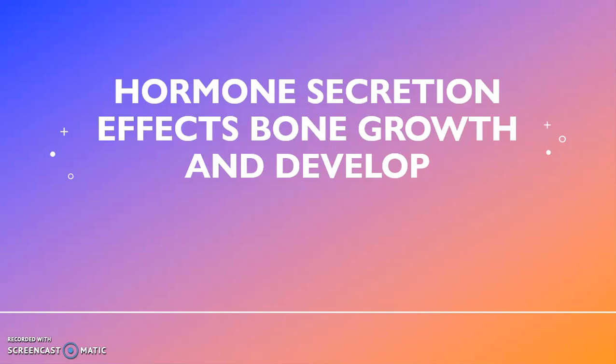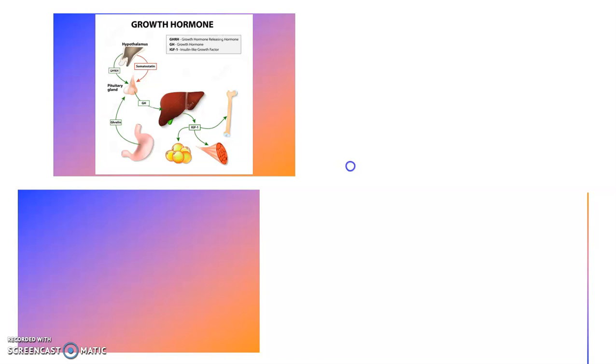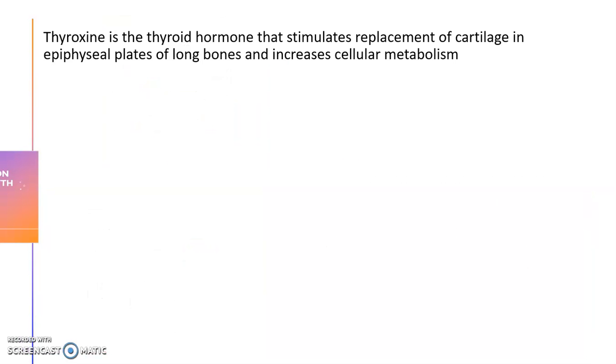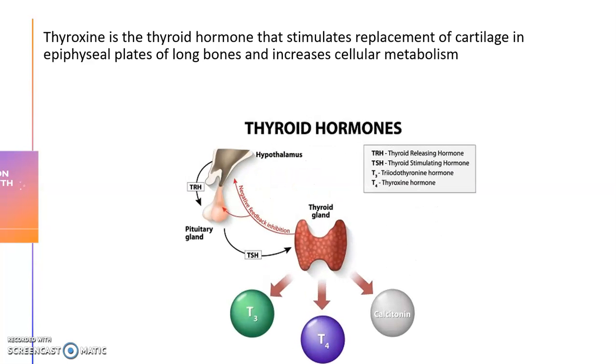Hormone secretion affects bone growth and development. The pituitary gland secretes growth hormone, which stimulates division of cartilage cells in the epiphyseal plates. Without enough growth hormone, the long bones of the limbs fail to develop normally, resulting in pituitary dwarfism. Thyroxine is the thyroid hormone that stimulates replacement of cartilage in the epiphyseal plates of long bones and increases cellular metabolism.